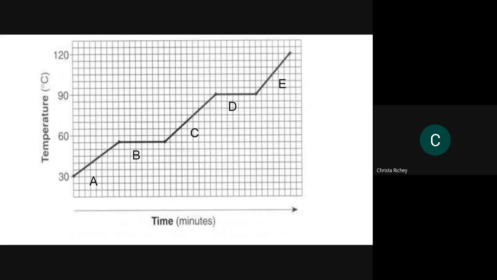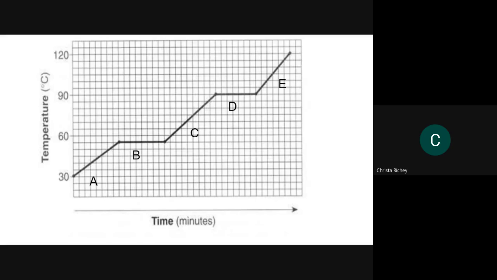What would be happening at letter B to the ice? It would be in the process of melting, but not increasing temperature. C would be liquid, increasing temperature. So what would D be? Boiling or evaporating, it just depends if you add heat. And then E would be steam or water vapor.